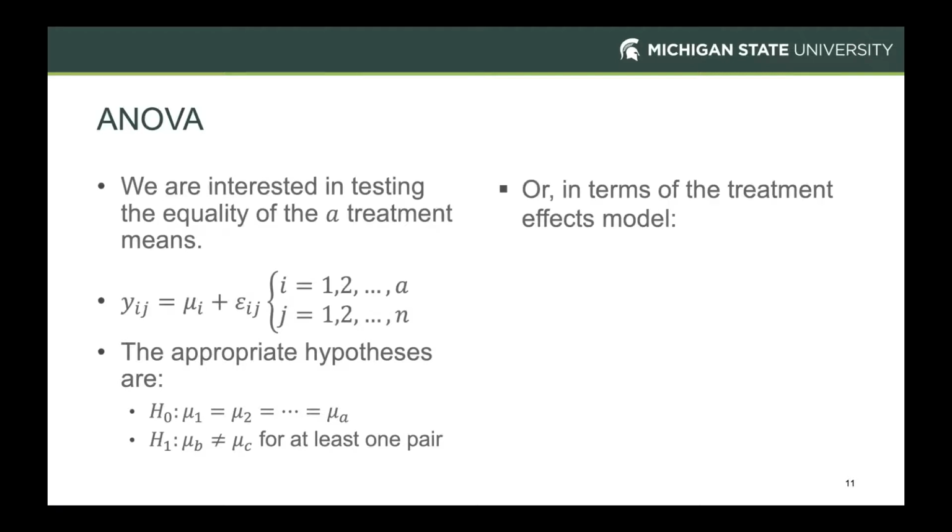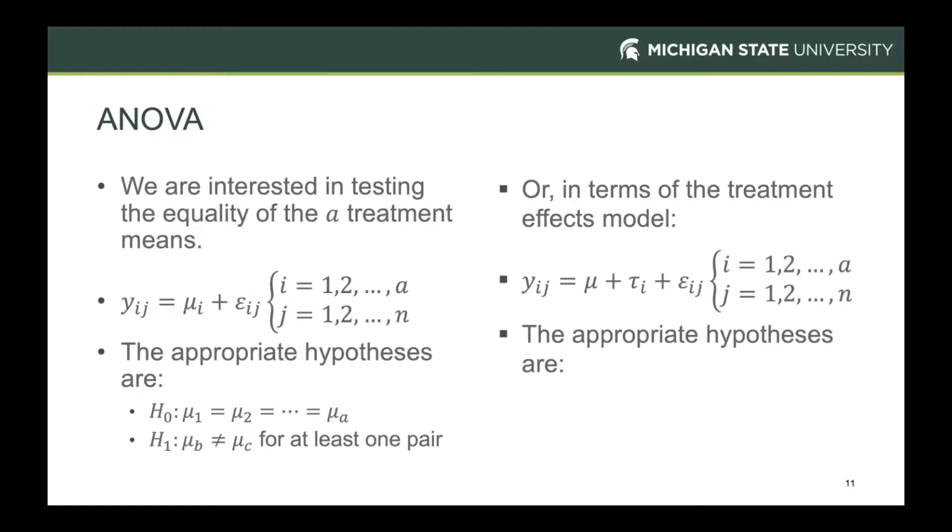Okay, we can also think about this in terms of our treatment effects that would have come on the preceding slide. And so in that scenario, keep in mind, we're focused on the overall mean and how much the average noise levels within each of the groups would deviate from that overall mean. And so with that context, then we can think about these same hypotheses stated in terms of our tau or treatment effects parameter rather than the mu from the first model.